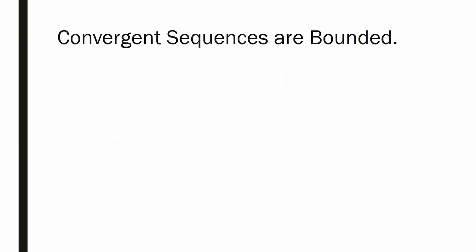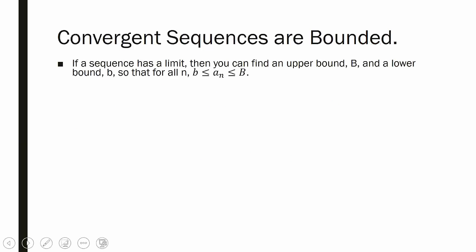So I have the following theorem. Convergent sequences are bounded. If I have a sequence where I know it has a limit, so suppose the limit as n goes to infinity of a sub n equals some number L, then that tells me I actually can find an upper bound and a lower bound for that sequence. And this has kind of a cool proof, if you ask me.